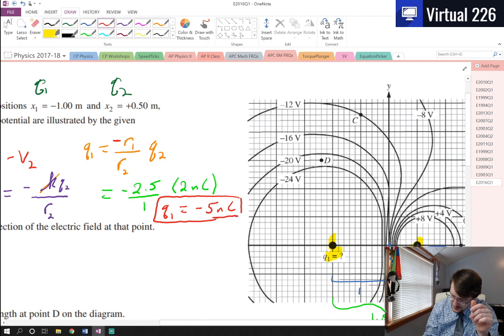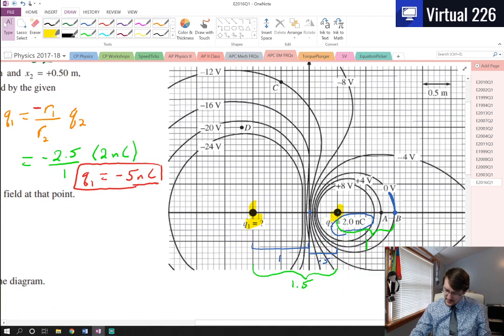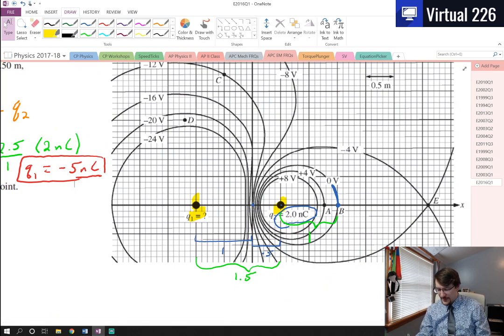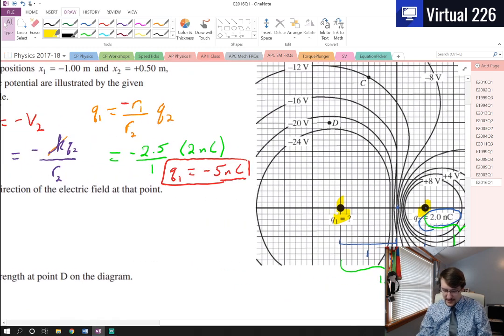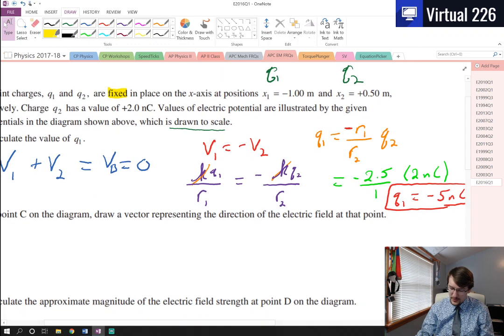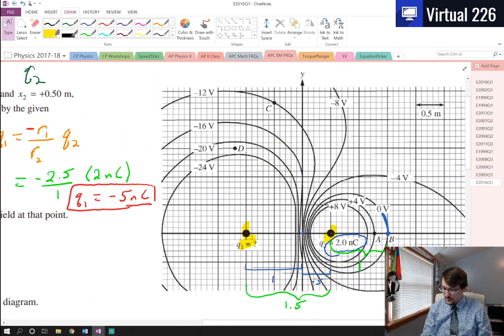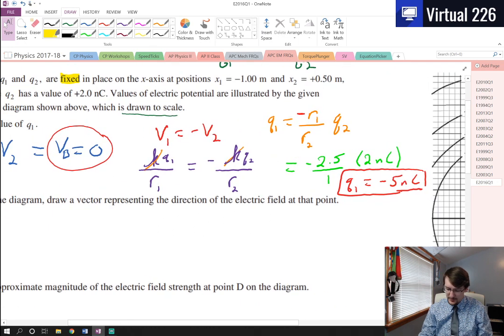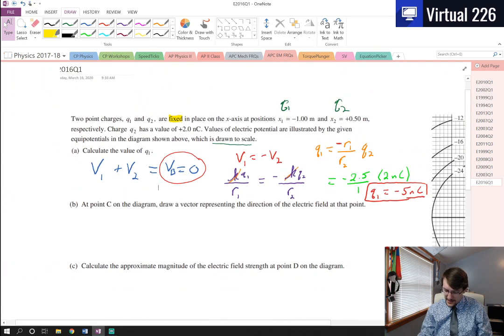Woo! That was somewhat annoying, but really just reading a lot of this diagram, the fact that it's to scale, and looking at a little ratio for that and recognizing that this is going to be the easiest one to do. We could have picked some other weird point, but that was definitely the easiest point to pick. Let's see, part B.